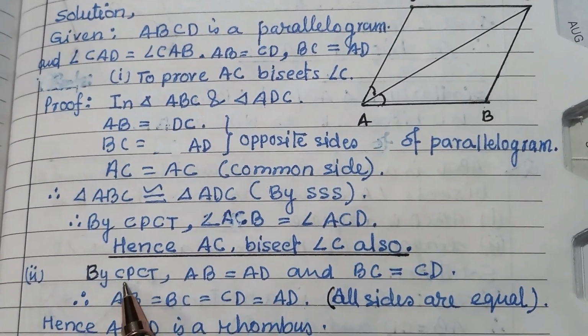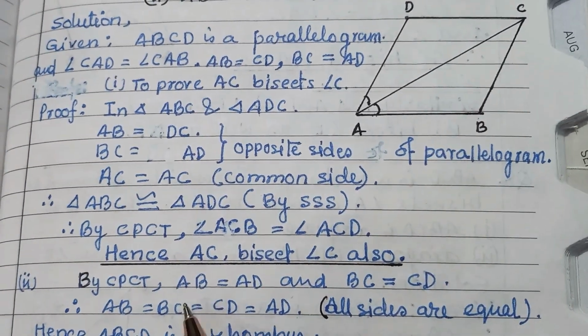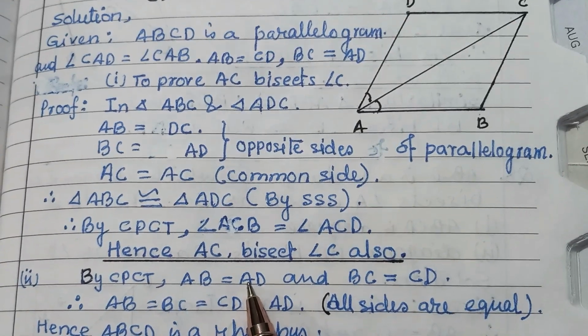Now, by CPCT, again we can take AB is equal to AD.